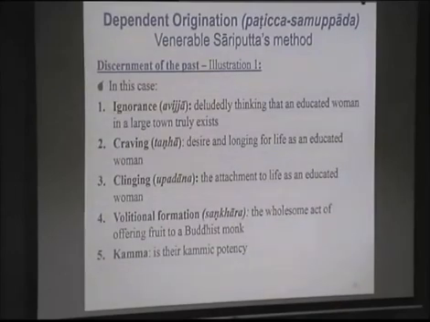So, in this case, ignorance, avijja, is deludedly thinking that an educated woman in a large town truly exists. Craving, tanha, is desire and longing for life as an educated woman. Clinging is the attachment to life as an educated woman. Volitional formation, sankhara, is the wholesome act of offering fruit to the Buddhist monk. This is wholesome karma. Karma is its karmic potency. So already five causes.